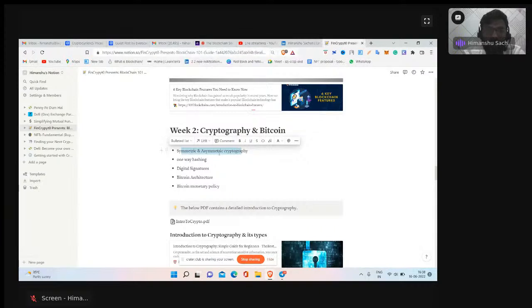There are two types of cryptography mechanisms. We call them symmetric and asymmetric cryptography. Symmetric and asymmetric cryptography are two types of cryptography mechanisms used to encode data so that data can be secured between two parties. Now let's understand these mechanisms one by one. Let's talk about symmetric cryptography first.